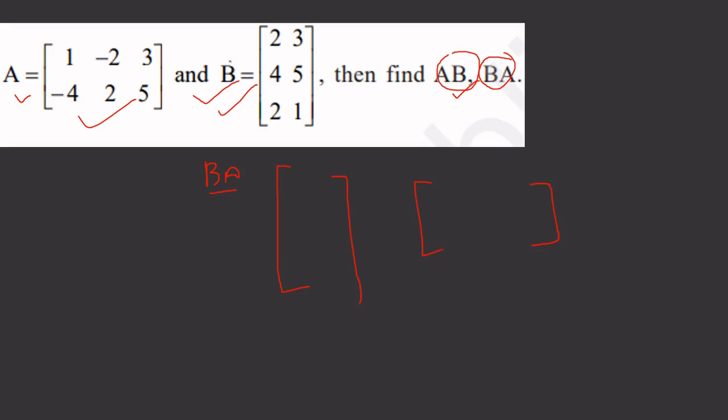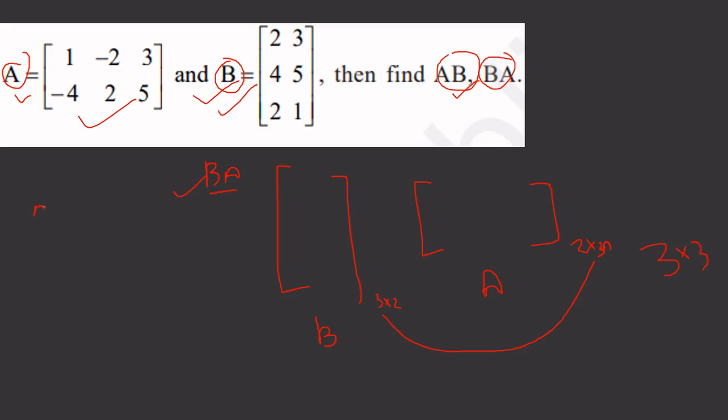If we multiply B and A, what is the resultant matrix? B has 3 rows and 2 columns, right? And A has 2 rows and 3 columns. This is B and this is our A. We find BA, not AB. Be careful about it. What is the resultant of it? 3 cross 3. The resultant matrix of BA is 3 cross 3.